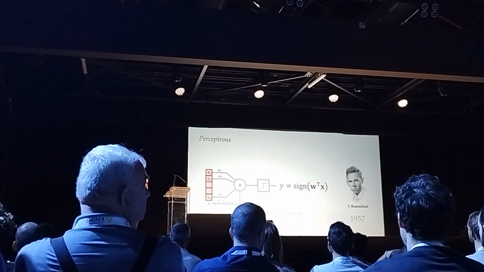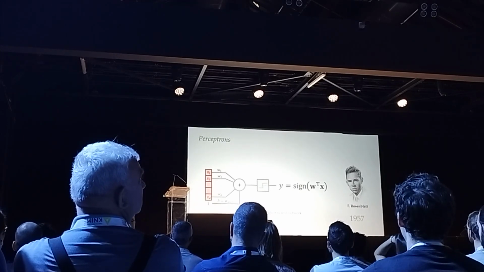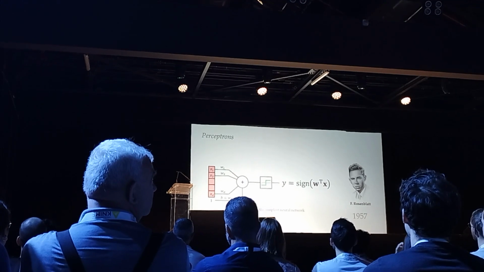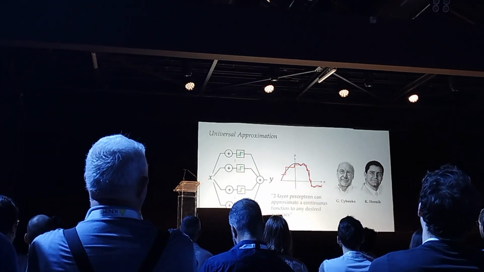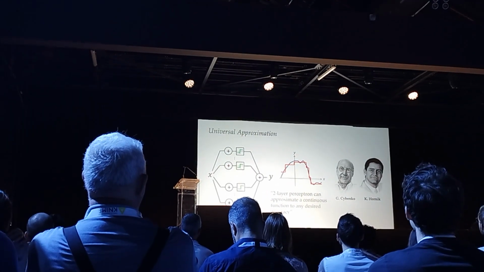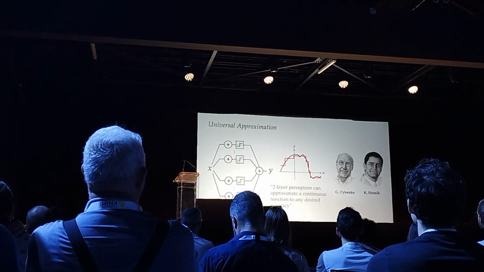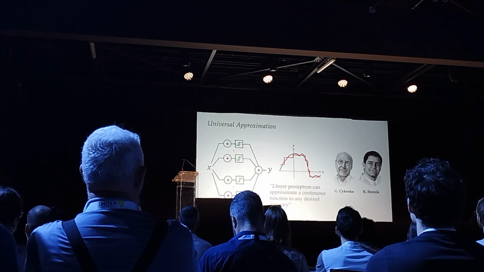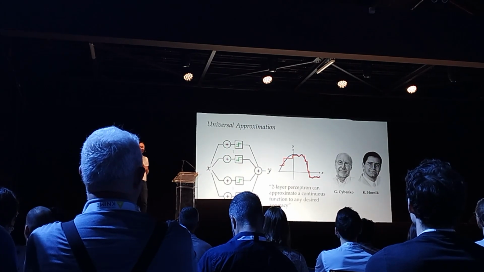These are artificial neural networks, like this one, the perceptron, that was developed already in the 50s by Frank Rosenblatt, and we know about these architectures that they are universal approximators. If you just connect 2 layers of perceptron, you can approximate any continuous function to any desired degree of accuracy. So basically, it can represent a very wide class of functions.